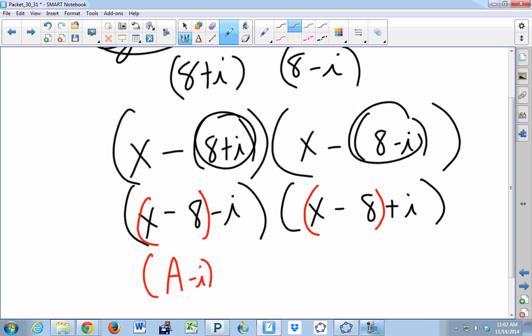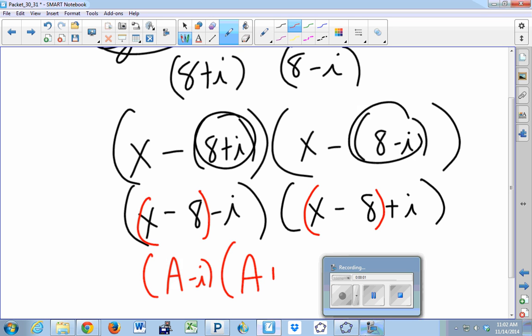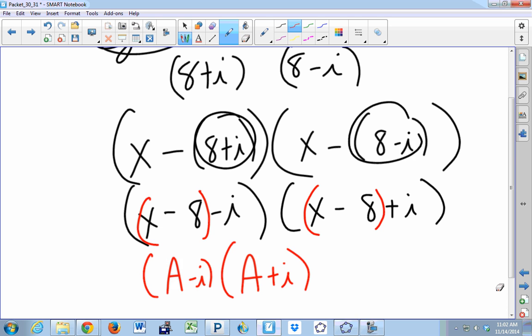So if I gave you this problem and asked you to multiply it, what name do I apply to these two factors? They're conjugates of each other. And it's very simple once you see it. Put the parentheses here, because what do you do? You square the first term. So you square the x minus 8.